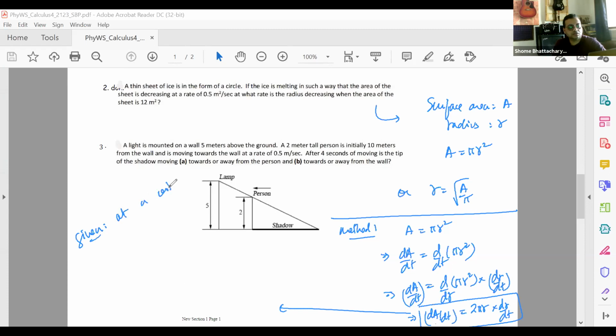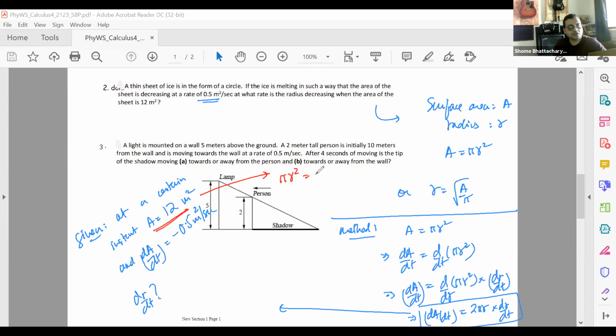Given that at a certain instant A is equal to 12 meters square, and the rate at which the area is changing, okay, so it is melting, so it's decreasing at the rate of this much. So we'll write it with a minus sign, meter square per second. So we have to find dr by dt. So we have to use this formula. Okay, so now we'll see that at the instant when area is this much, how much is the radius? So pi into r square is 12. So r is equal to square root of 12 by pi meters at that instant.